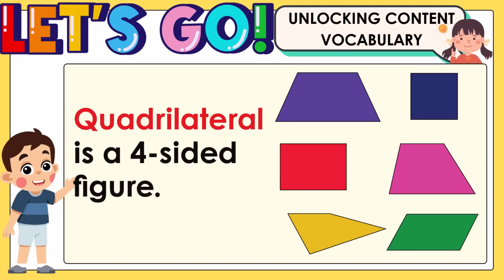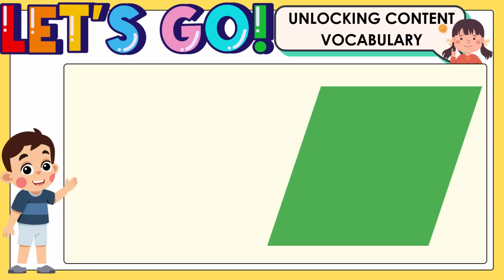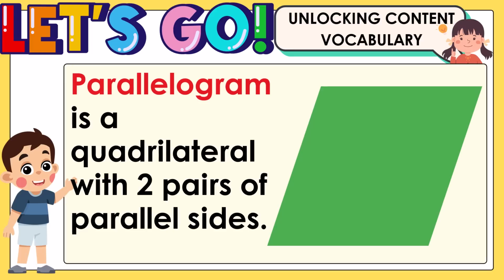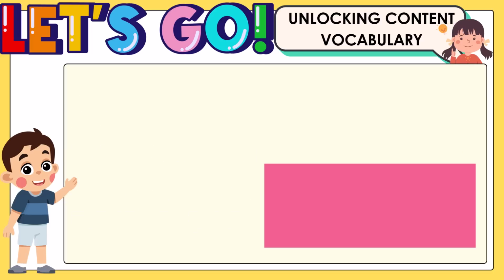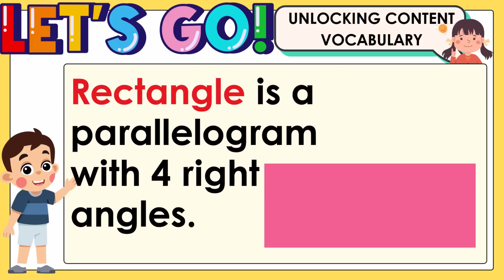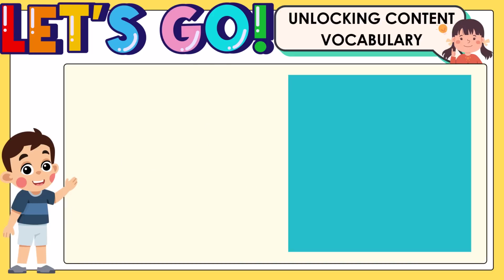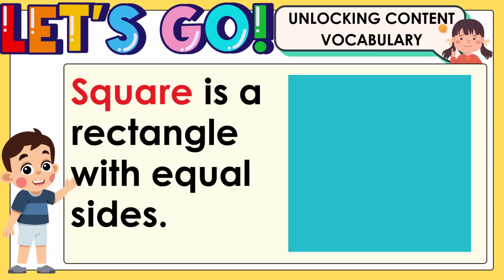Unlocking content vocabulary. Quadrilateral is a 4-sided figure. Parallelogram is a quadrilateral with 2 pairs of parallel sides. Rectangle is a parallelogram with 4 right angles. Square is a rectangle with equal sides.